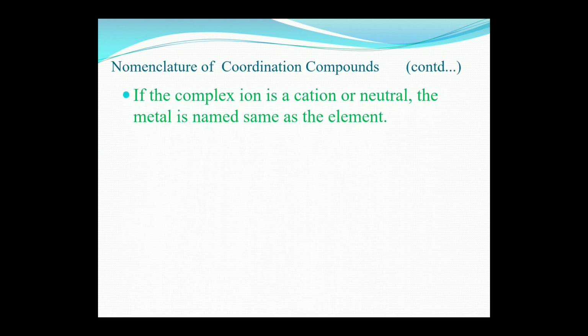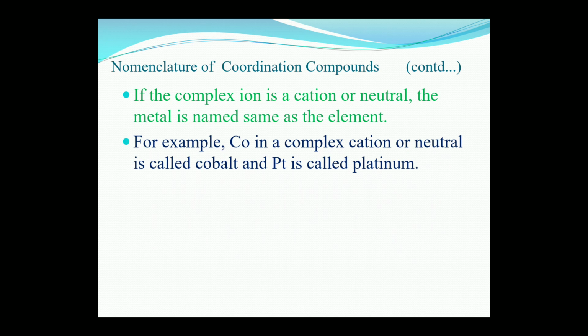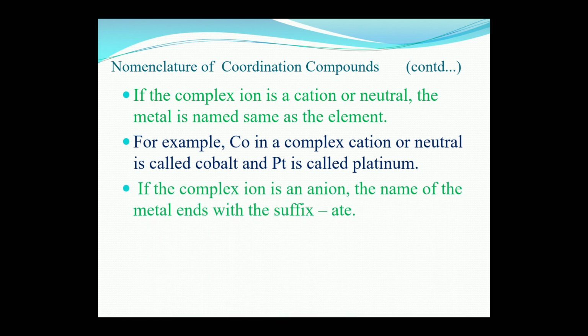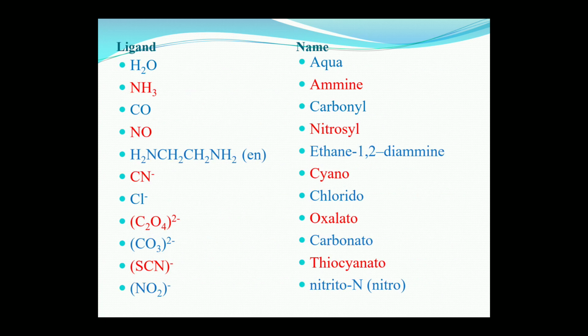So if the complex ion is a cation or neutral, the metal is named the same as the element. For example, Co in a complex cation or neutral is called cobalt, and platinum is known as platinum. If the complex is an anion, then the name of the metal ends with "ate". Here the example is cobalt in a complex anion, which is called cobaltate. The Latin names are used in the complex anion, like for iron it is ferrate.